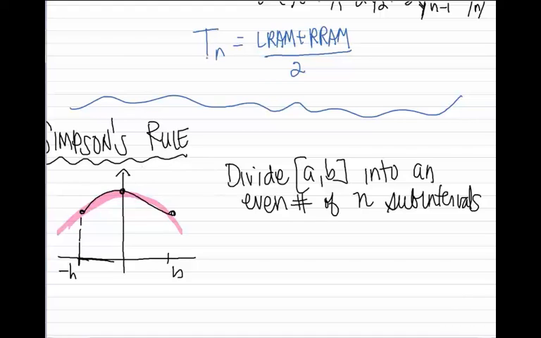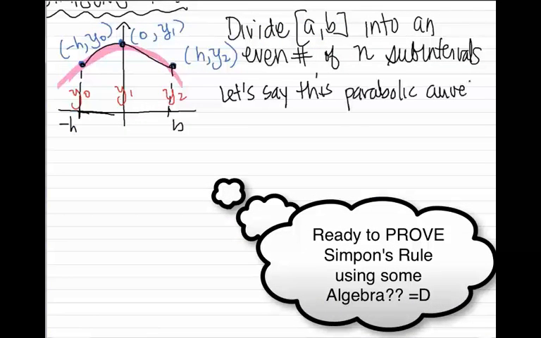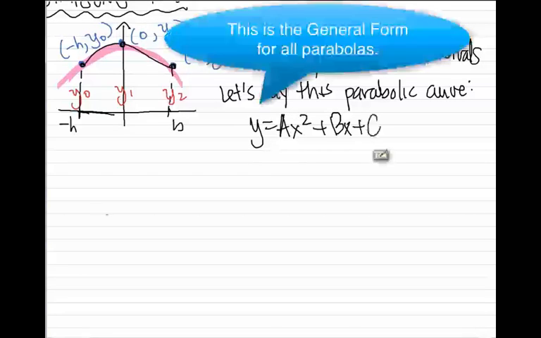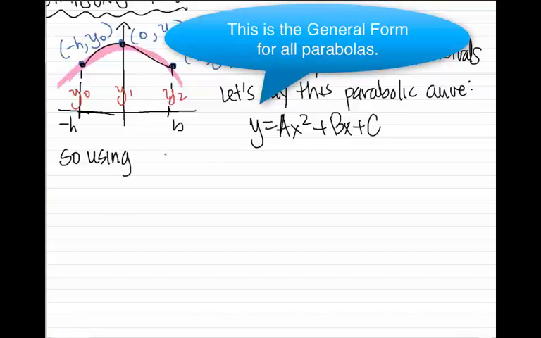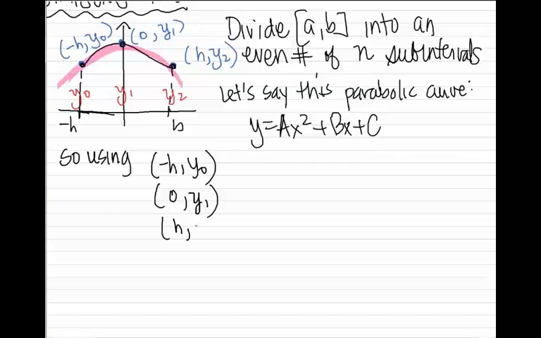I'm going to label a few other things on here. The heights of these, like I did with the trapezoids, I'm going to call y0, y1, and y2, so that the leftmost point has the coordinate (negative h, y sub 0), the middle point has the coordinate (0, y1), and the top right point has the coordinate (h, y sub 2). So let's say that this parabolic curve has the general equation y equals ax squared plus bx plus c. Now I'm going to use our given points: (negative h, y sub 0), (0, y sub 1), and (h, y sub 2).